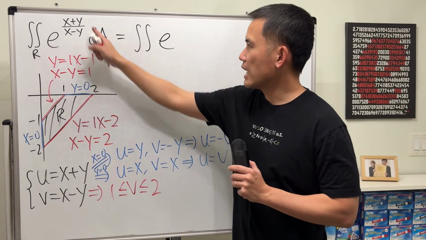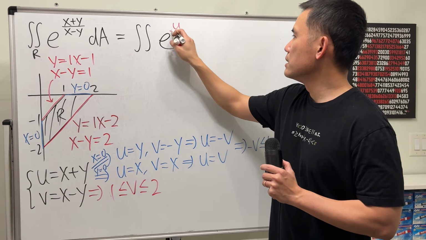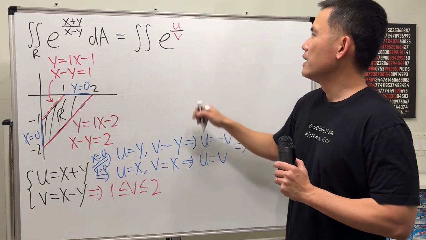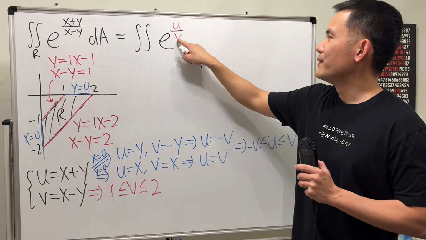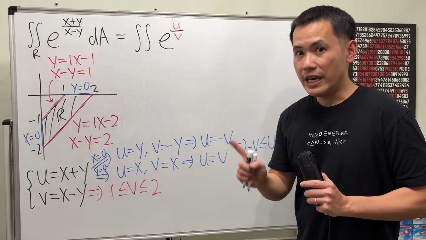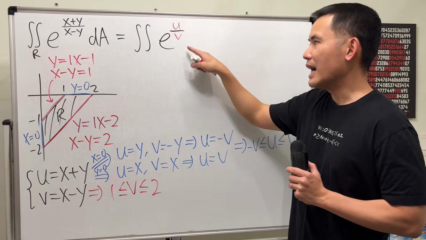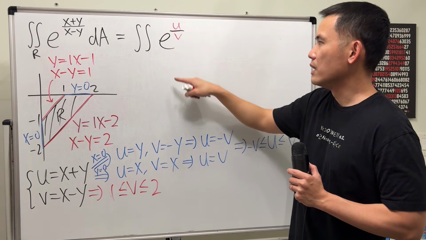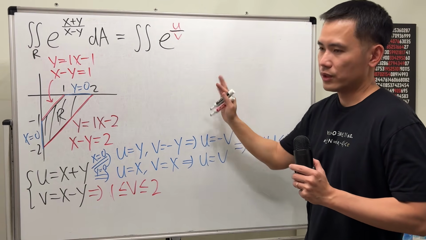So now, we'll take this into the uv world, still a double integral, and this is the e to the power of u over v. And now you might be wondering, we have this thing, can we really integrate that? We can, if we integrate with respect to u first. We cannot if you integrate this with respect to v. It's not possible to integrate e to the 1 over x in the x world or things like that.